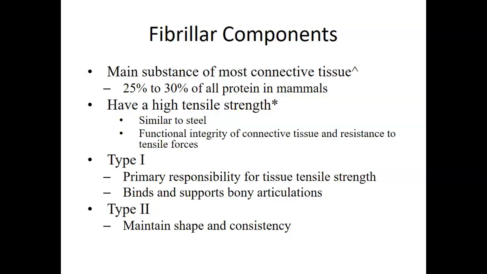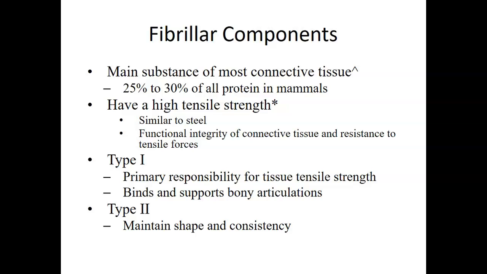All right, so real quickly, the fibrillar components. This is the main substance of connective tissue. It's 25 to 30% of all protein in mammals. So a third of your protein lives in your fibrillar components. These have a high tensile strength. Anybody remember what tensile refers to? What type of stress is that on a tissue?